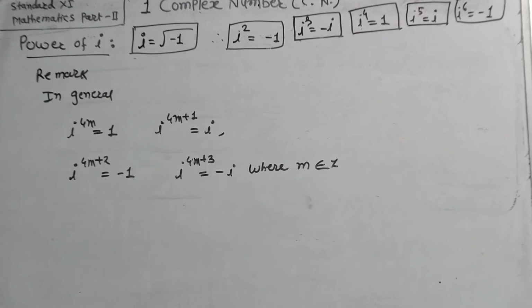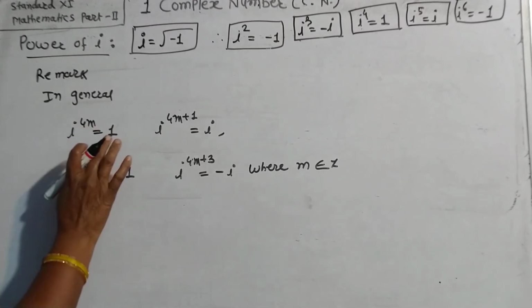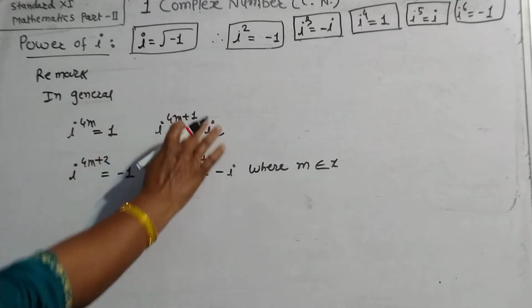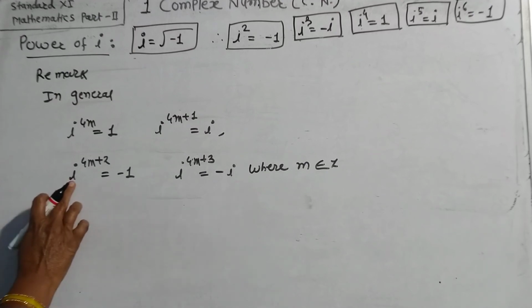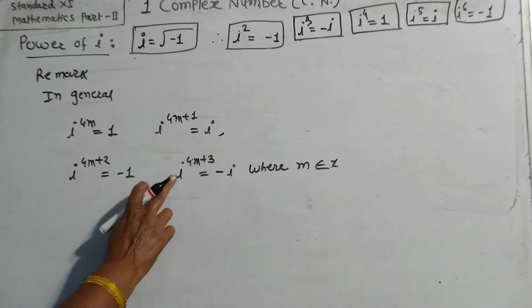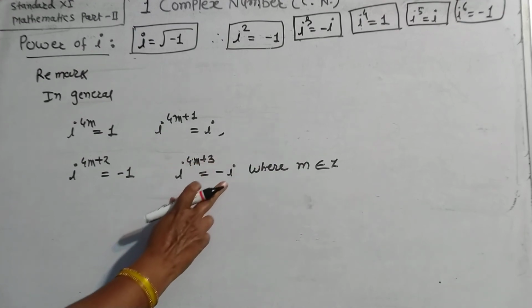Remark. In general, i raised to 4m equal to 1, and i raised to 4m plus 1 equal to i. I raised to 4m plus 2 equal to minus 1. I raised to 4m plus 3 equal to minus i.